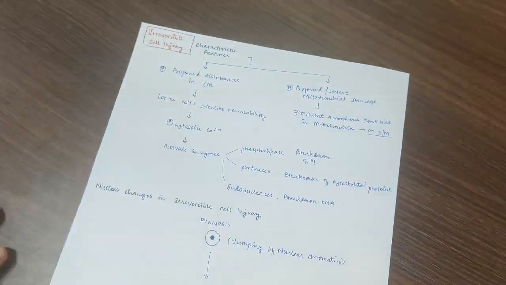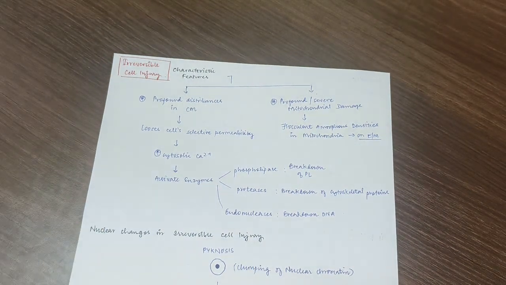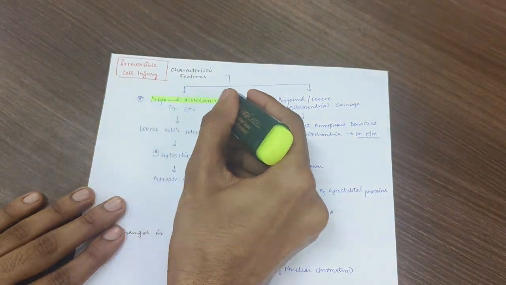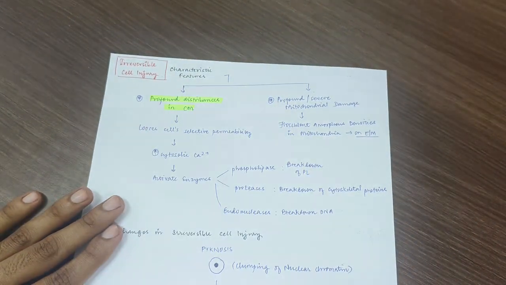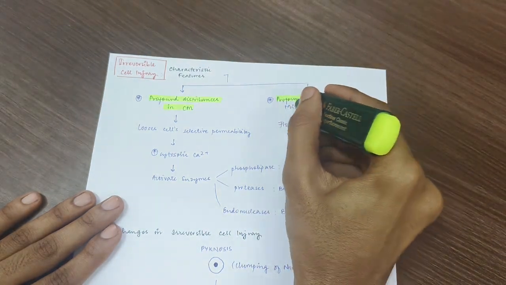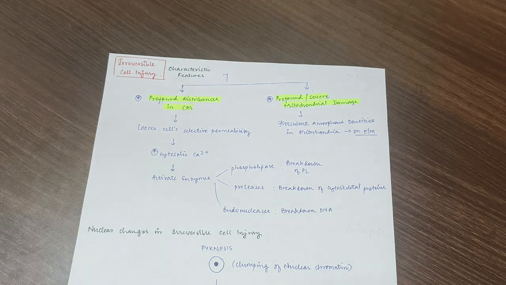Next we are going to talk about the irreversible change. In case of irreversible change, there are two features you must never forget. One is profound disturbances in the cell membrane, and the next is profound or severe mitochondrial damage. One is cell membrane damage, next is mitochondrial damage. These are the two things you must remember when it comes to irreversible cell injury.